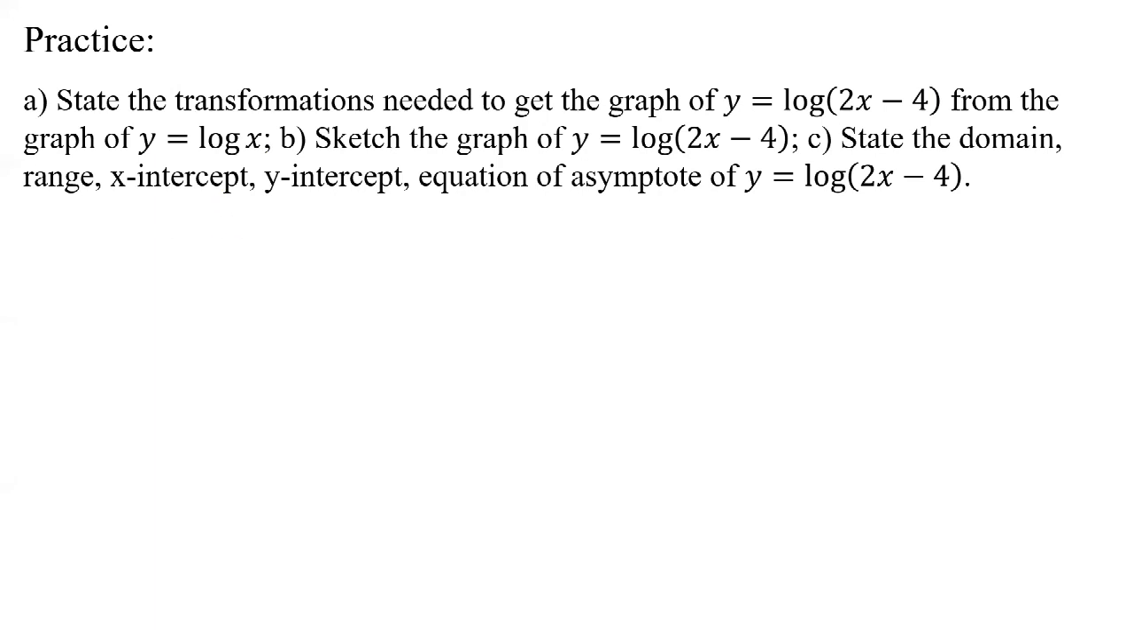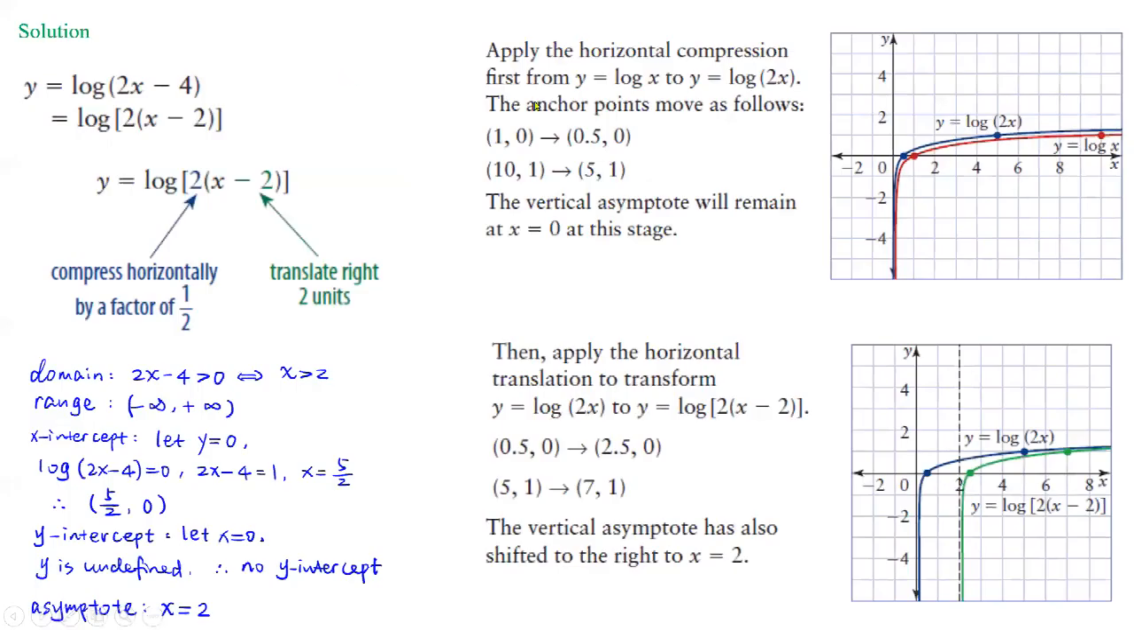All right, so let's have a look at the solutions together. So first of all, let's convert this function to log base 10 of twice the difference between x and 2. So there are two parameters, right? The first parameter corresponds to the parameter k, which is a horizontal compression by a factor of 1/2. The second parameter is x minus 2. This corresponds to a horizontal translation 2 units to the right.